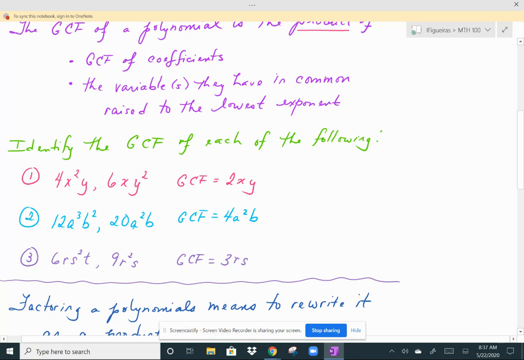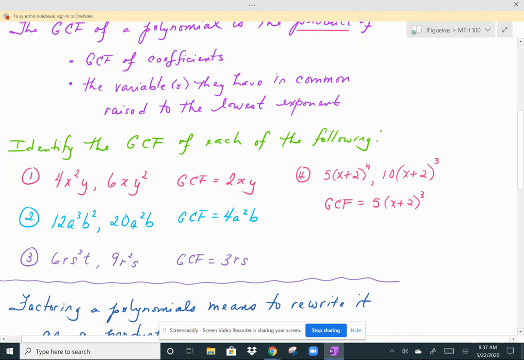So they don't just have to be monomials. I'll do one more example right here. You could be asked to find the GCF of, let's say, 5 times (x plus 2) to the fourth and 10 times (x plus 2) to the third power. So you can still identify the GCF in the same way. The GCF for 5 and 10 is 5. They have a common binomial of x plus 2, but raised to the lowest exponent would be (x plus 2) to the third.